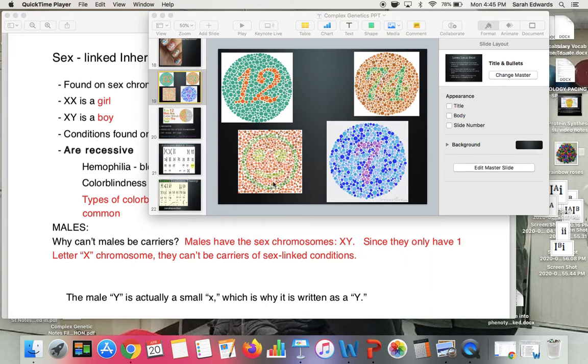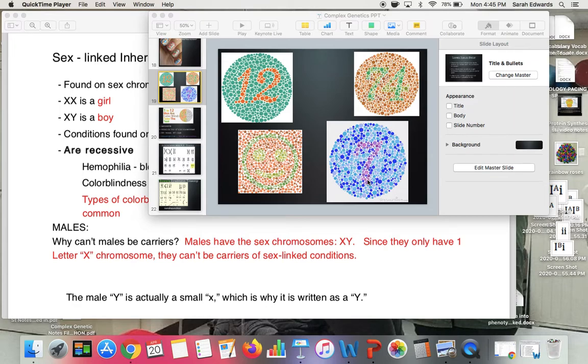This is a new age test. You should see a smiley face there. This is the second most common type of color blindness, which is blue-purple. What number do you see here? It's again an old-timey number 7 this way.